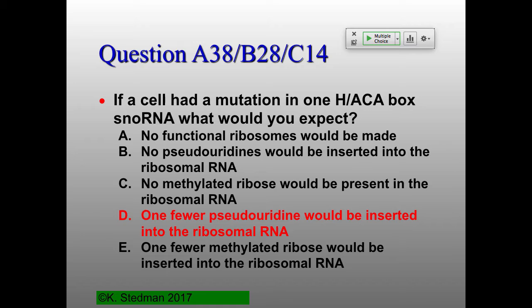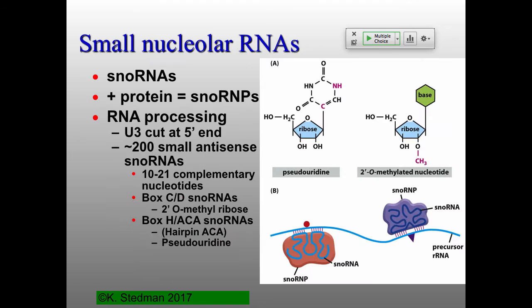So if a cell had a mutation in one HACA box snoRNA, there are about 200 in any given cell. So there are lots and lots of these things. What would you expect? No functional ribosomes, no pseudouridines anywhere, no methylated riboses anywhere, one fewer pseudouridine, or one fewer methylated ribose. So it's one fewer pseudouridine. And the take on that really has to do with the fact that all of these snoRNAs have specific sequences. Each of these little red lines here represents a base pairing interaction. And so that base pairing interaction is going to direct the snoRNP, which has the enzymatic activity, to one particular place in your pre-ribosomal RNA.